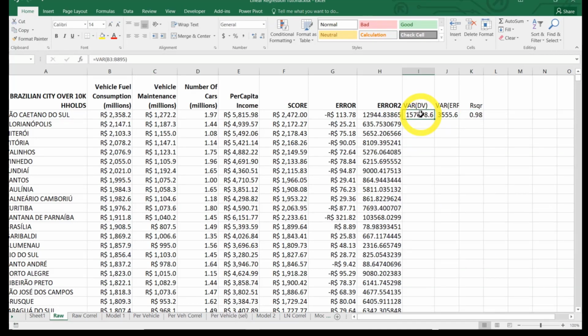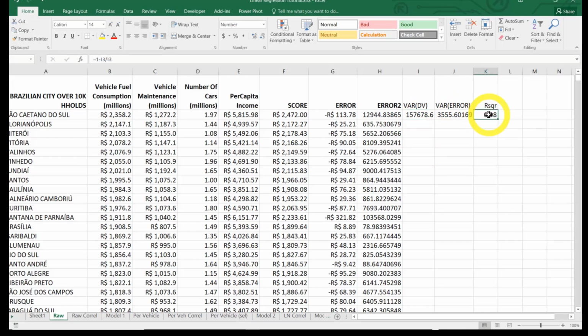Let me go back again. First, I calculated the variance in the dependent variable, the total amount of variation in fuel consumption across towns. Then I calculated the error variance, the total amount of variation in the error. I calculated how far above or below the actual fuel consumption our estimate, our score was, and calculated the variance for that. It says across all towns how far off our estimate was from actual fuel consumption. That's the error variance. The R square is 1 minus the error variance over the variance of the dependent variable.